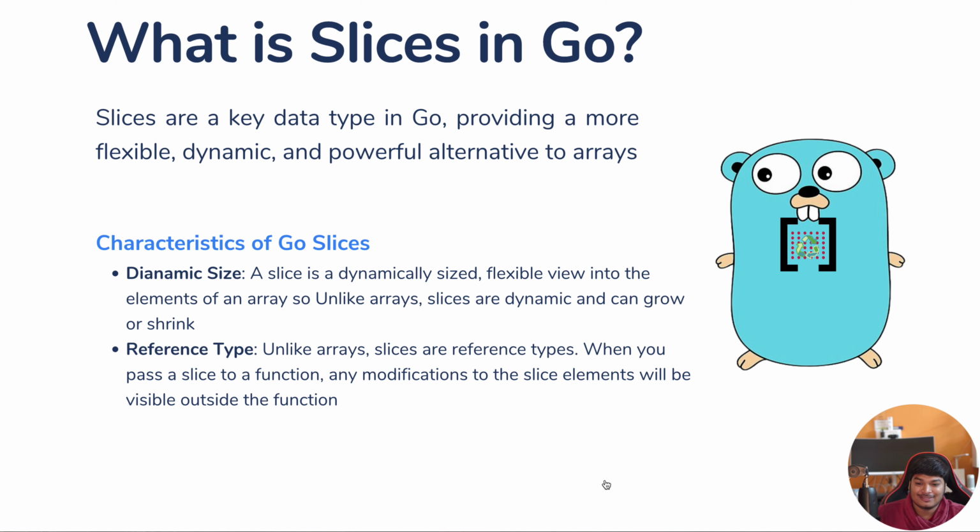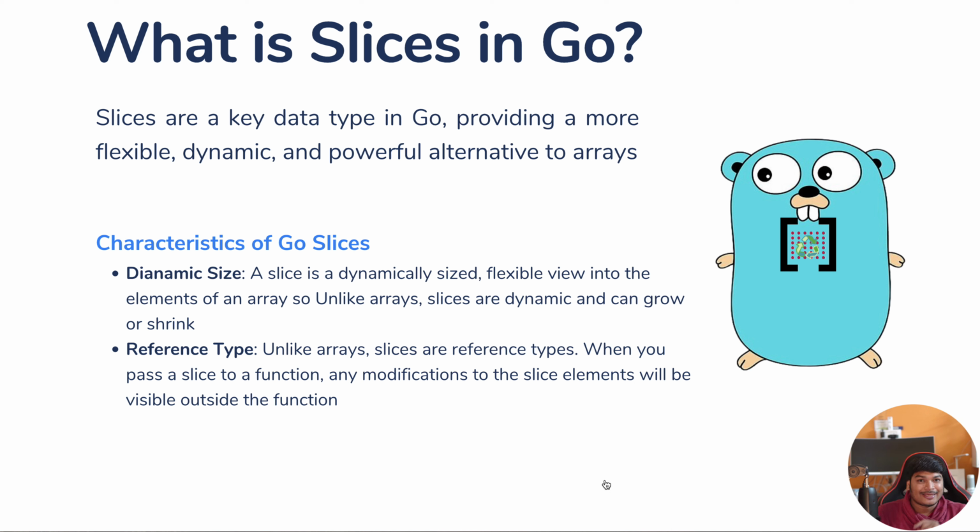Dynamic size. Now a slice is a dynamically sized, flexible view into the elements of an array, but it's not an array, just like an array but not exactly an array. Okay, and slices are dynamic and can grow or shrink. So what this means is that an array was fixed. You cannot add or delete items in an array. You can modify the values but cannot add or delete. But in slices you can add as many items as you want or delete anytime you want. So that dynamic flexibility is what slices give us.